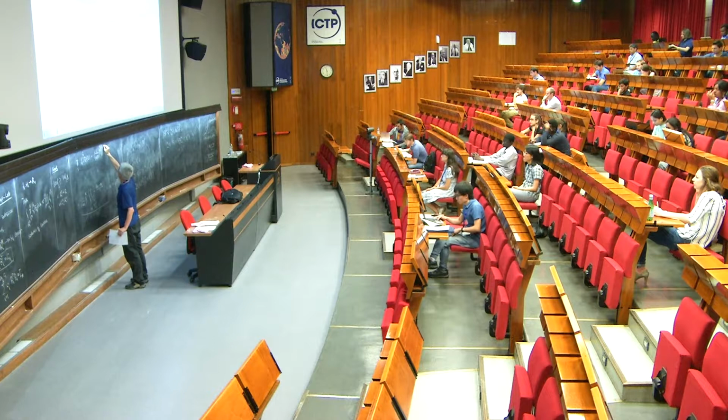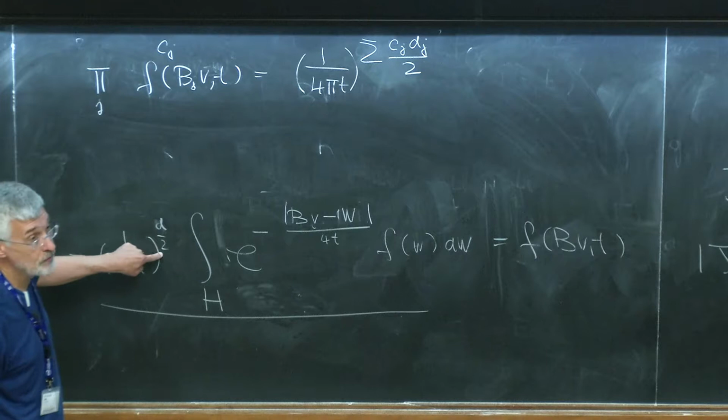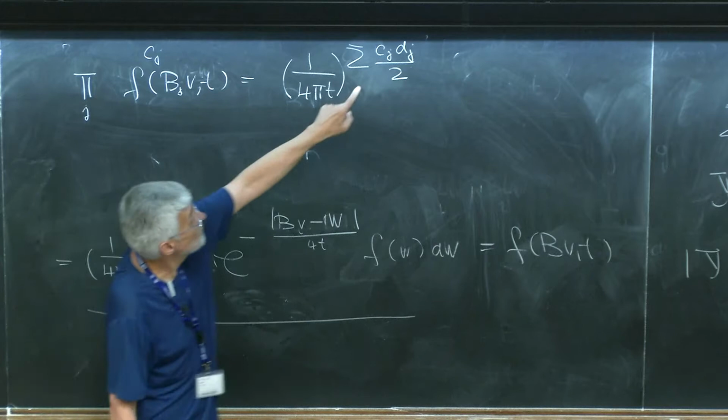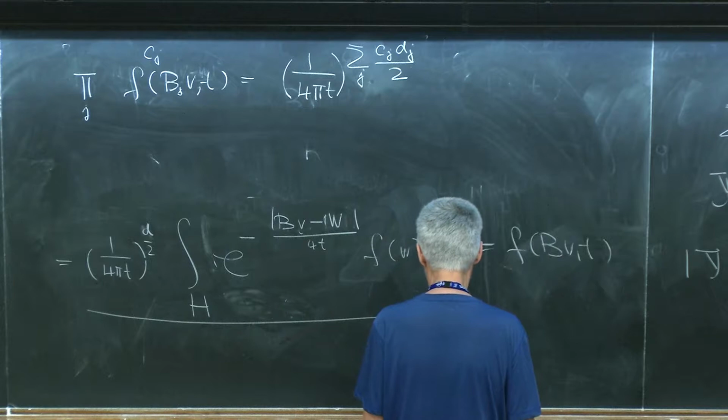Can you still read this up there? So where does this come from? You see, each term has a 1 over 4 pi d over 2, and then I raise it to the power cj, and then I take the product, which means I take the sum in here. That's number one. And then I get a product. Then I have a product of such integrals.